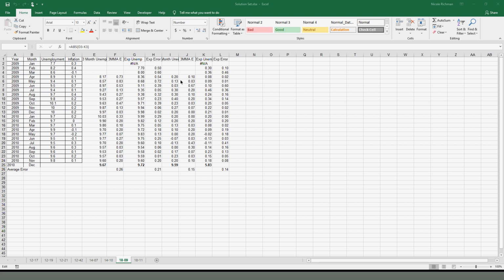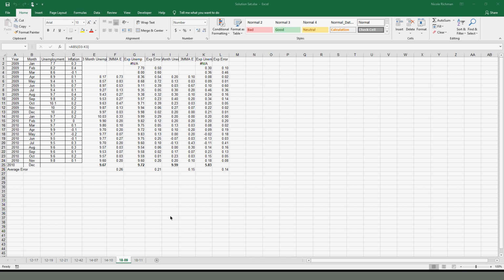So alpha times the actual plus 1 minus alpha times the forecast for the prior period. And then we can carry that down. And we do the same thing for our error. We start with our first set of data that we do know and have an estimated forecast for. And we take our absolute of the actual minus the forecast. And then we carry that down.